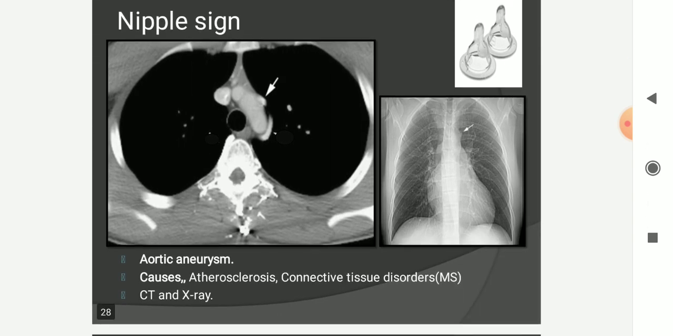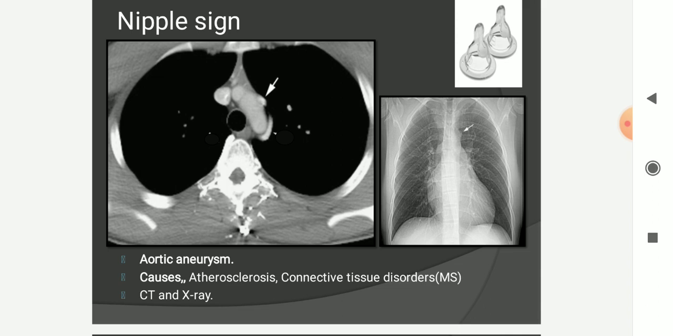Nipple sign, it is the abnormality of the vessels. So it is not specific to aorta or azygous vein or some other vessels, but whenever the vessel dilates or there will be some abnormality in the vessel valve, the pressure pushes it and a dilated area is formed, that is called the aneurysm.